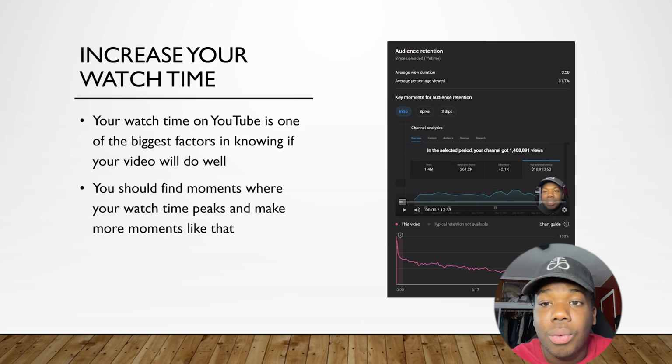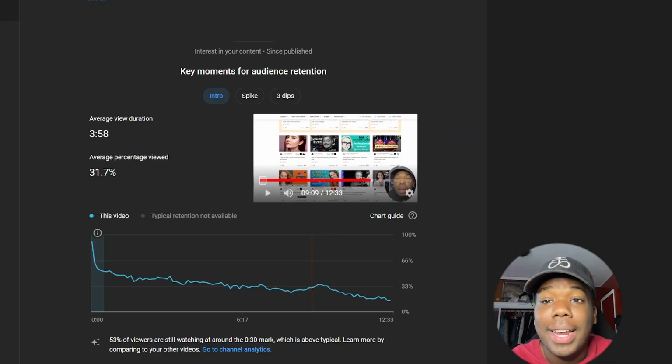So as you can see on the right here, this is one of my videos on this actual channel, and you can see that there's a small spike at the end of the video. Now let's go inside my channel and figure out why that is. Let's take a look at part of the video to understand why I have a higher watch time during that moment.